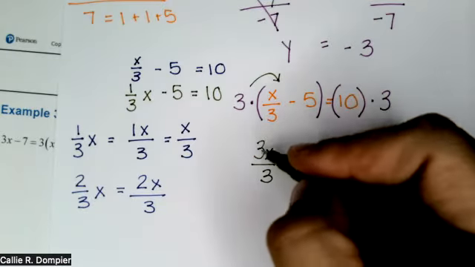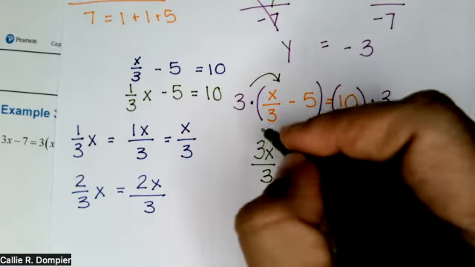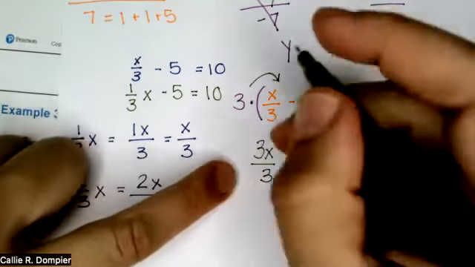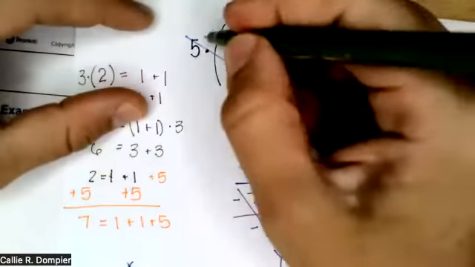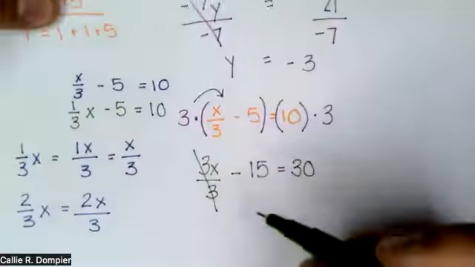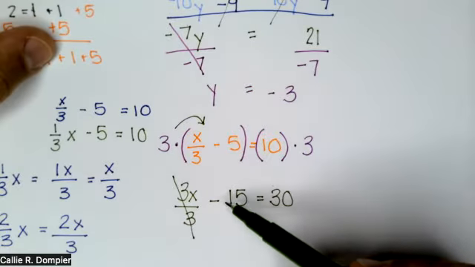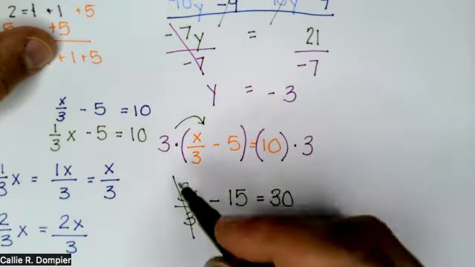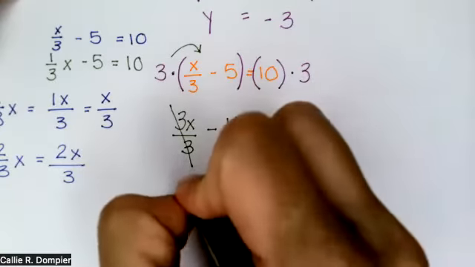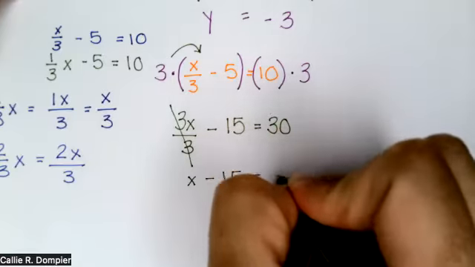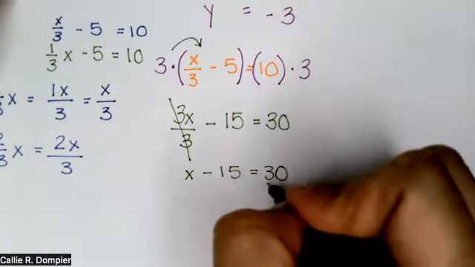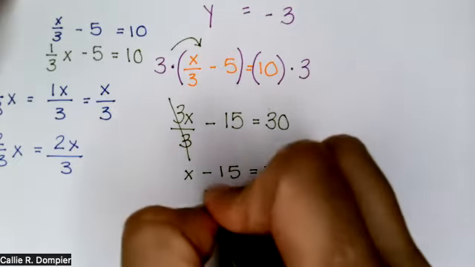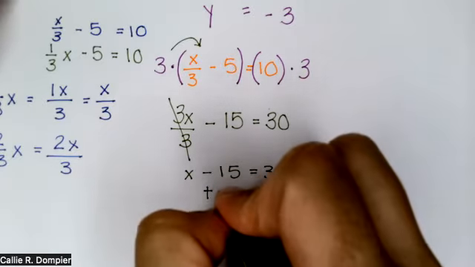You might have solved it differently. Now 3x divided by 3, there's a 3 on the top, there's a 3 on the bottom, so those cancel. Or you can just see that they immediately cancel, right? So now we have x minus 15 equals 30. 30 plus 15.